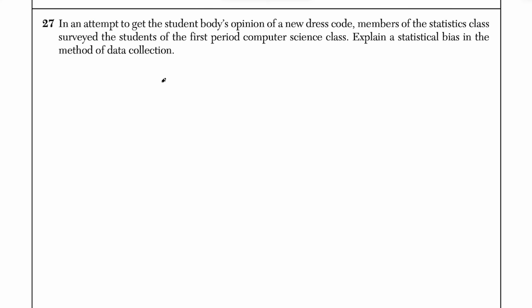Question 27, in an attempt to get the student body's opinion of a new dress code, members of the statistics class surveyed the students of the first period computer science class. Explain a statistical bias in the method of data collection. So for this one, the bias is that they're focusing on just the first period computer science class. This is too specific of a class.